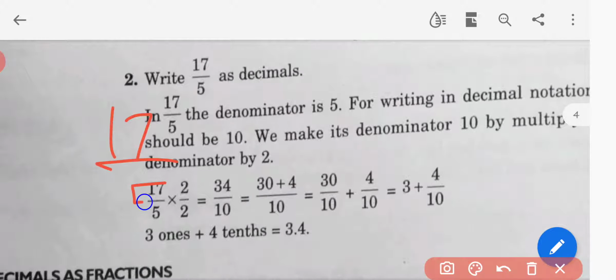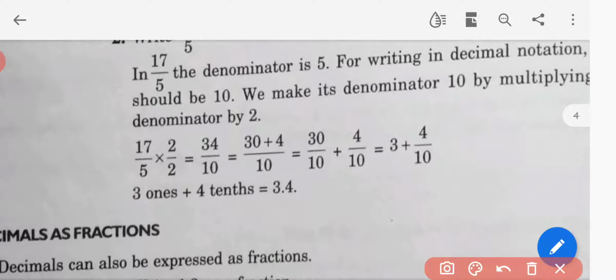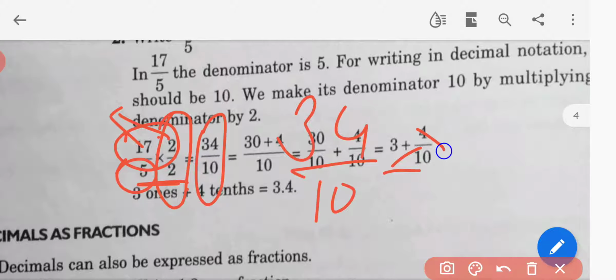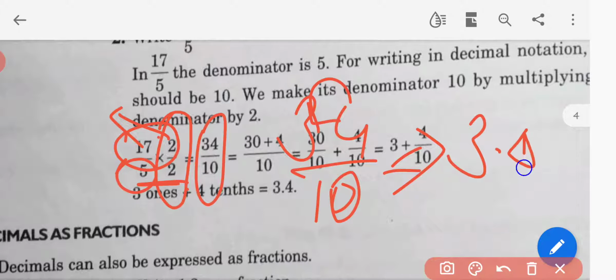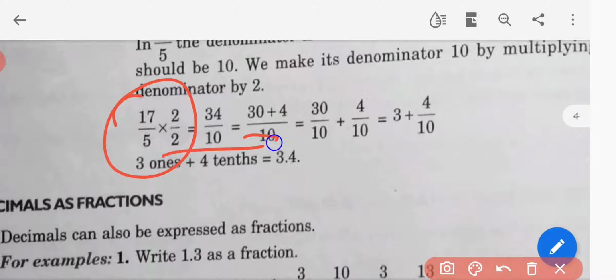If any number is 17/5, here you can see the denominator 10 is not given. So there are two types of method. You have to change the denominator into 10. What can we change the denominator into? 10. So to get 10 in place of 5, we multiply by 2. We multiply both numerator and denominator by the same number. So 17 times 2 is 34/10. Now 34/10, this can be written as, here 10 is given, so after one number you have to put the decimal point, so the answer will be 3.4. So this is the first method, to change the denominator into 10.